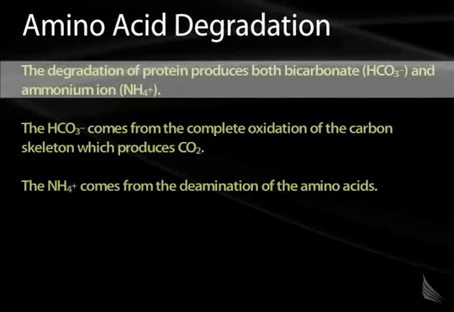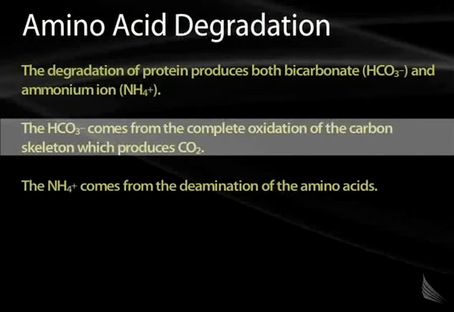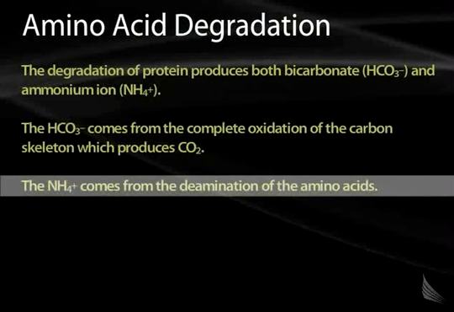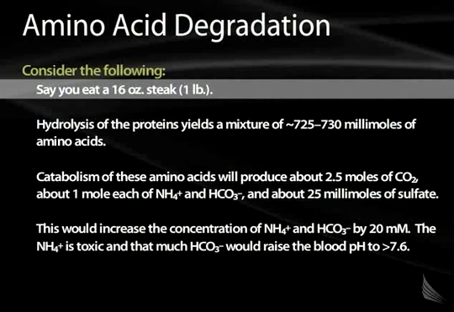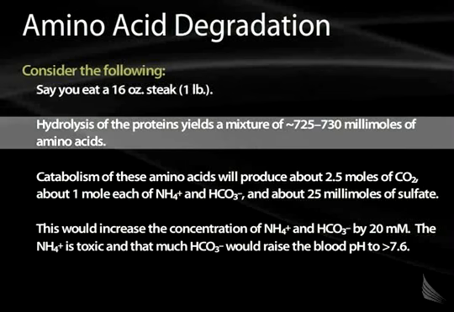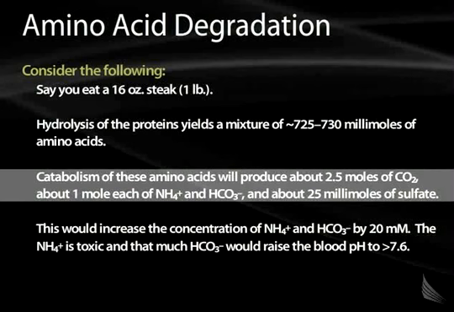Now, the degradation of protein produces bicarbonate, and it produces ammonium ion. The bicarbonate comes from the complete oxidation of the carbon skeleton, which produces carbon dioxide in the TCA cycle. The ammonium ion comes from the deamination of amino acids, as we showed just a minute ago. Now, this becomes a problem. Let's say that you ate a 16-ounce steak. That's a 1-pound steak. Hydrolysis of the proteins yields a mixture of about 725 to 730 millimoles of amino acids. If you catabolize all of these amino acids, you'll produce about 2.5 moles of carbon dioxide, about 1 mole each of ammonium ion and bicarbonate, and about 25 millimoles of sulfate.